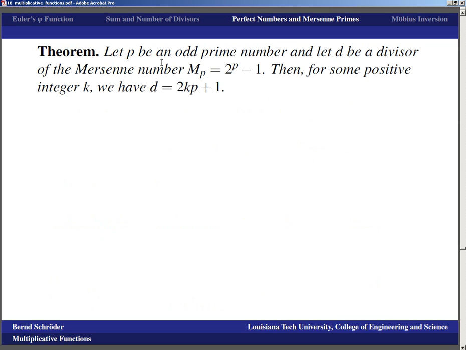Okay, so let's talk about odd prime numbers.